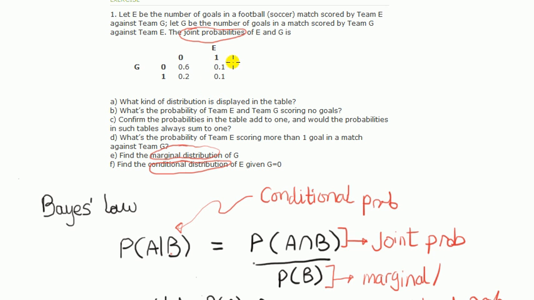If that wasn't the case, we would have to have extra cells here. And those cells would contain the probabilities of those events happening. E. Find the marginal distribution of G.